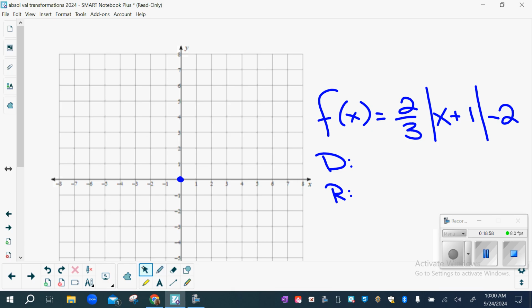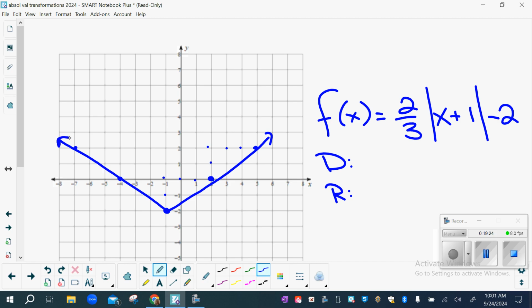Now what I'm going to do is shift this guy 1 this way, 2 down this way, and now I know I'm going to go up 2 over 3, up 2 over 3, up 2 over 3, other side, up 2 over 3, up 2 over 3. He should be pretty fat. Look at him. Oh, he's beautiful. Thanks, John. How'd you do? Good. Our domain, all real numbers. Our range on this one, -2 to infinity.